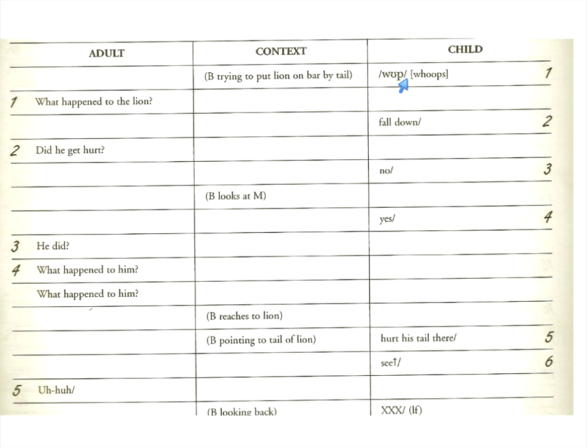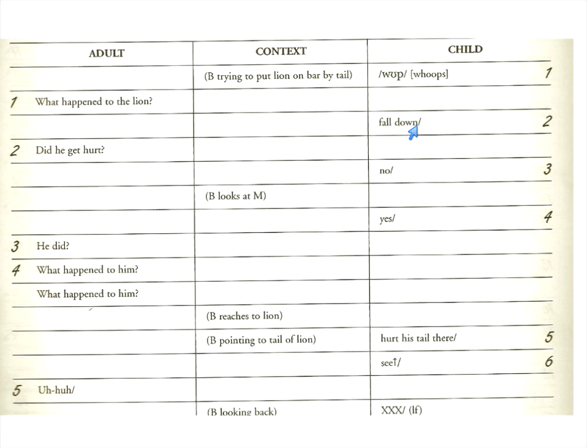And the child says, whoops, so he must have dropped it or something. And you see they have that as his first utterance. Then if they skip a line, and they have a 1 here for the adult says, what happened to the lion? Here the adult didn't initiate. The adult waited for the child to initiate by saying, whoops, okay? And then the adult followed up by trying to engage the child by saying, what happened to the lion? And then the child responds, fall down.